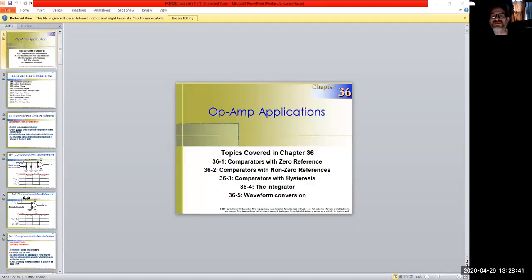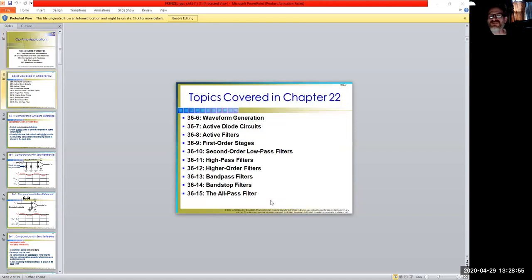But with that in mind, we look at Frenzel's chapter 36, and you'll see a large part of at least the beginning part of his chapter is talking about comparators, going on to something called the integrator and doing waveform conversions. It's kind of a weird chapter the way he jumps around in it, because we also look at throwing in filters.